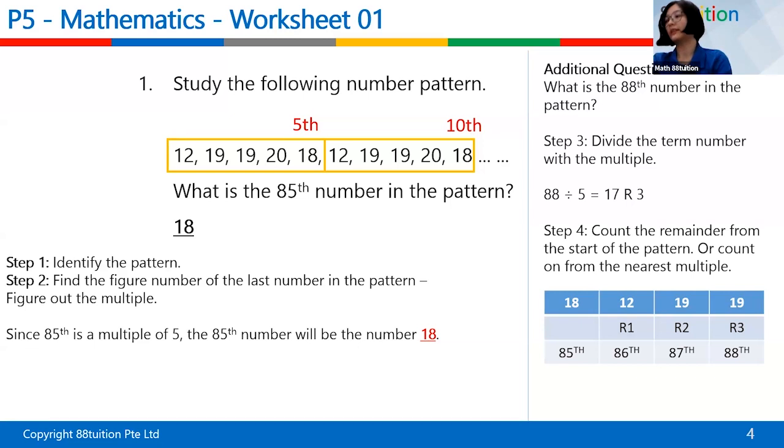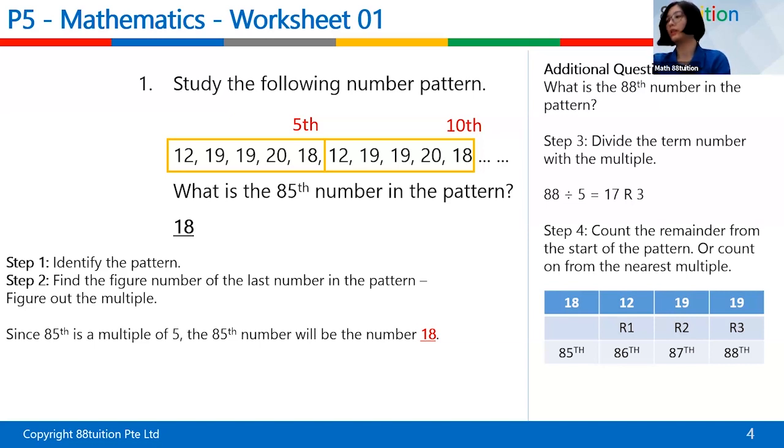So we know that the 85th number is 18. So we count from there. We will know that the remainder 3 is actually 19. Can get it? Jerome, can get it?